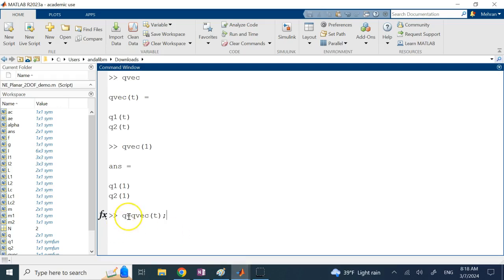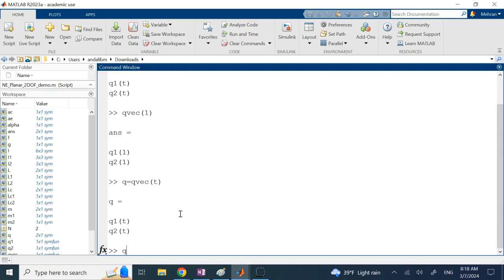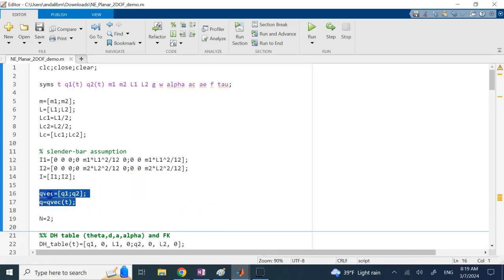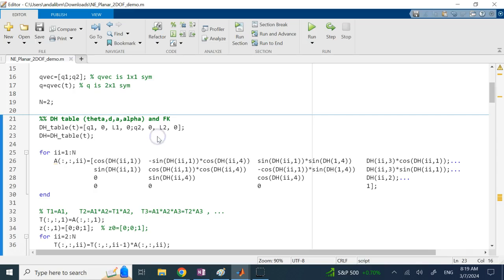You say q vec of t, you assign it to another variable q. Look what happens here. Now look, q of 1, q of 2. Do you see that? If I go back here and show you, look, my q vec is 1 by 1 sym, but my q is what? 2 by 1 sym. So this is a trick that you have to use if you want to convert it into a 2 by 1. So here, let me add an explanation for you that q vec is 1 by 1 sym, but q is 2 by 1 sym, which can be used later. So I can access elements of it, I can take differentials or derivatives of it, and so on.